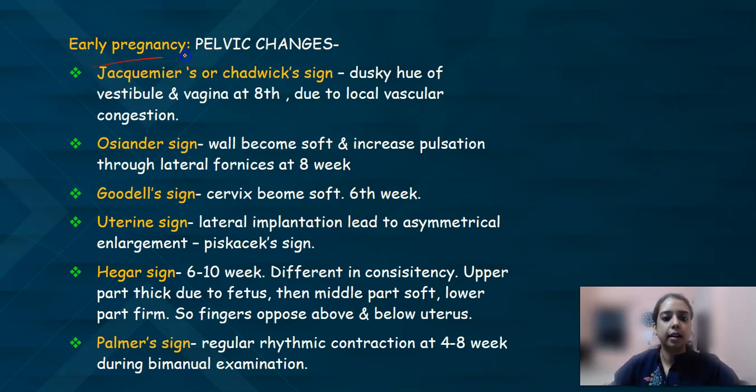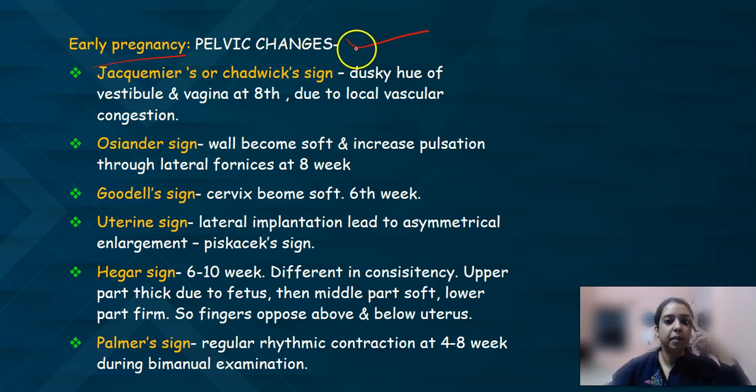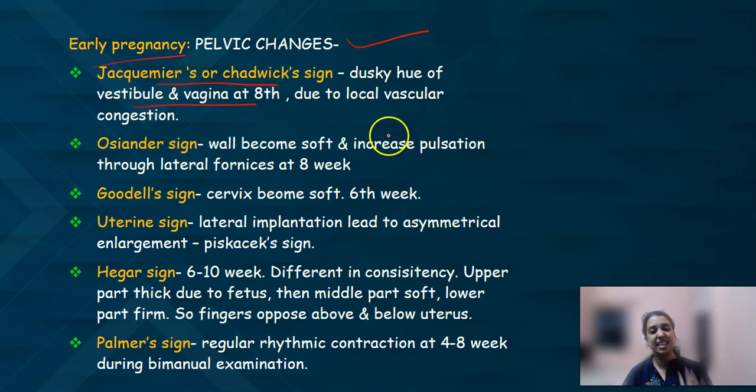So early pregnancy signs are always seen in the pelvis. Obviously in early pregnancy, the fetus is within the pelvis. It has not come into the abdomen. So the major signs are the pelvic signs. First is Jacquemier's or Chadwick's sign. Basically, due to increased vascularity, your vestibule and vagina become a bluish, dusky hue. That is Jacquemier's or Chadwick's sign, seen at the 8th week.